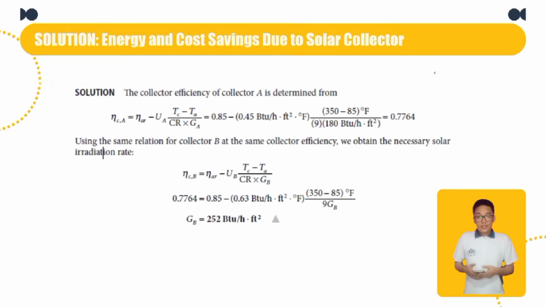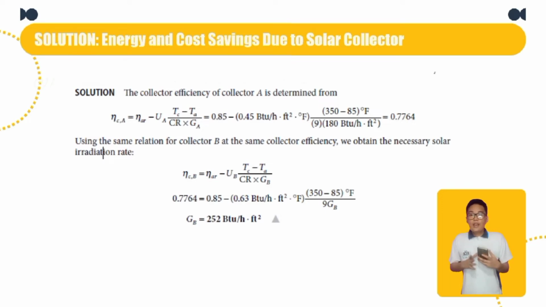Now, we can solve that problem by first determining the collector efficiency of collector A. So if you recall earlier, this is the equation for the efficiency for collector A. And by substituting the values, we will get an efficiency for collector A, which is 0.7764. And now using the same formula, but at this point for collector B, and using the same collector efficiency, we can obtain the necessary solar irradiation rate.